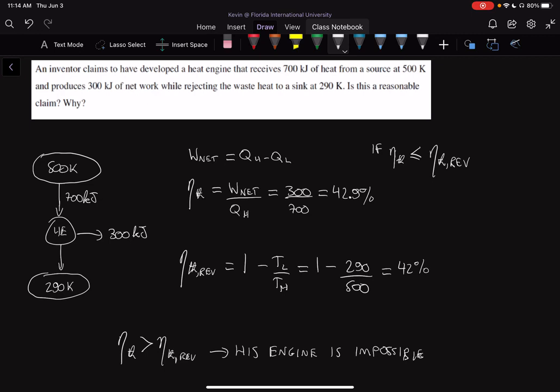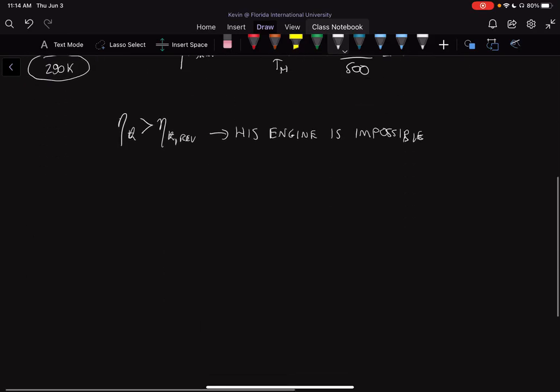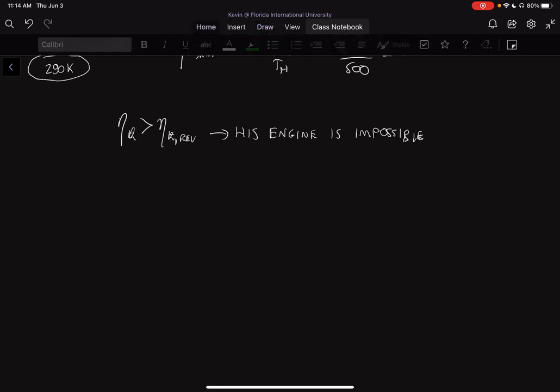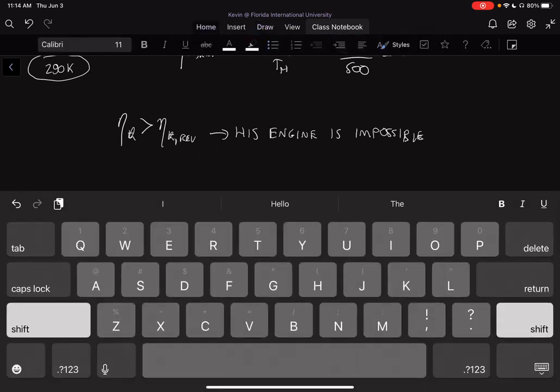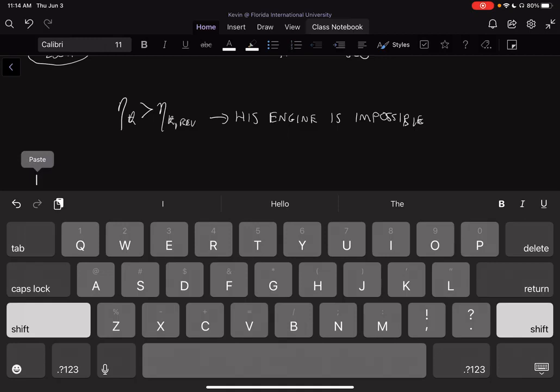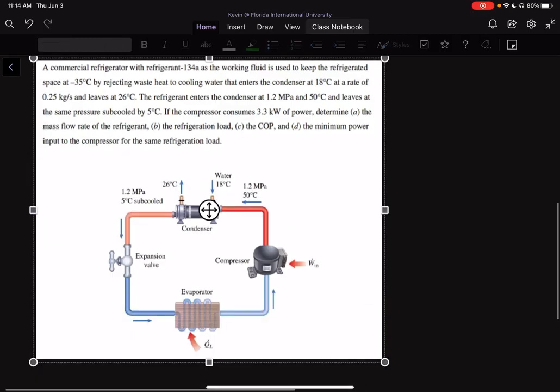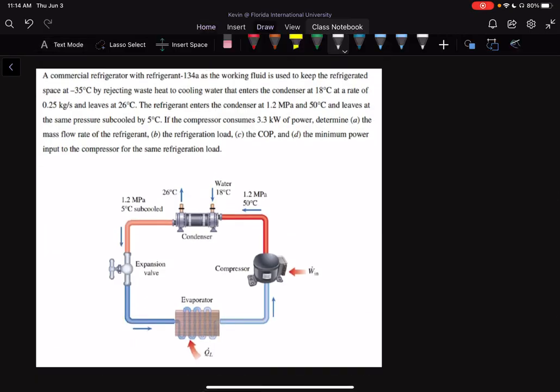Now let's do a second problem with a commercial refrigerator. This problem is going to take a little bit longer, but it encompasses a little bit from this module as well as the previous module, so I think it's a very good practice problem to understand and will help you to do your study problems as well.